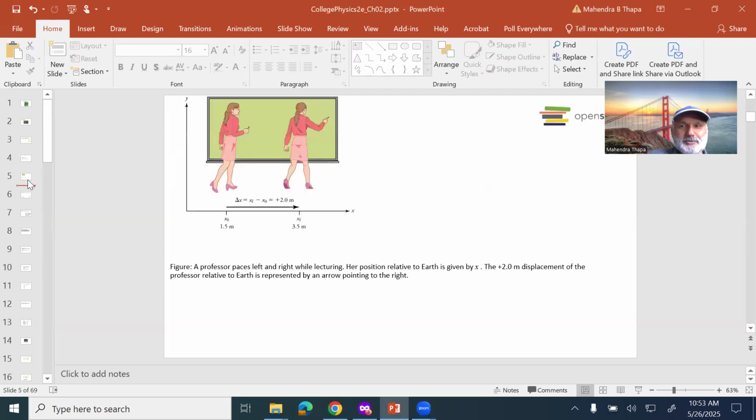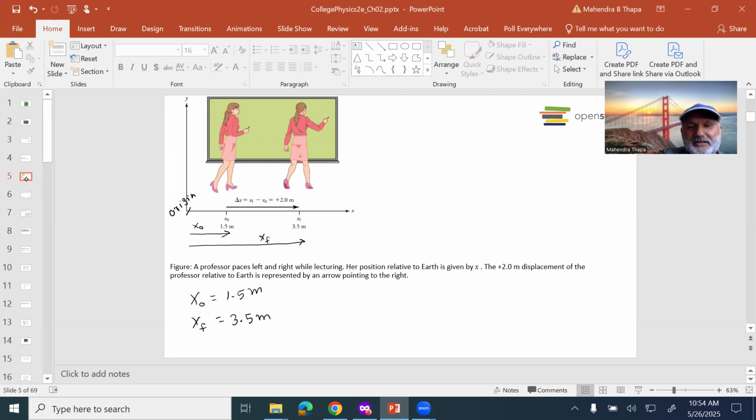Let's start with an example. The professor paced left and right while giving a lecture. So let's say I took the origin at this point. The initial position is 1.5 meters, and the final position from the origin is 3.5 meters.